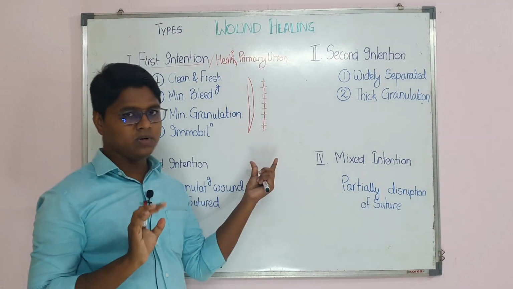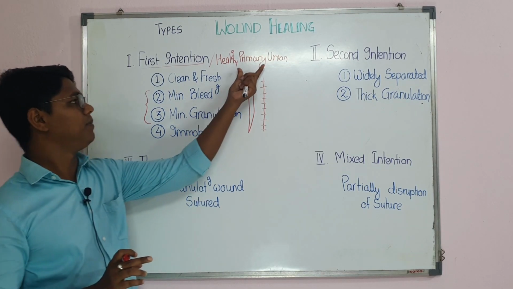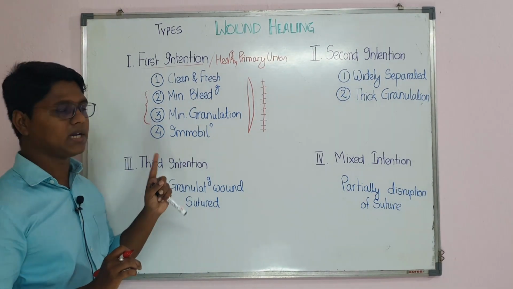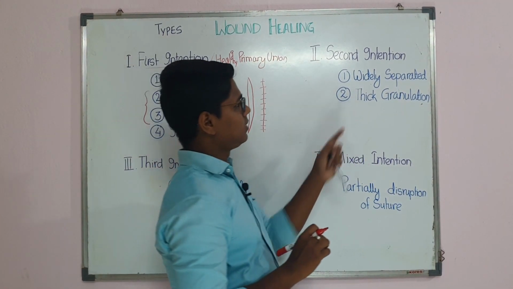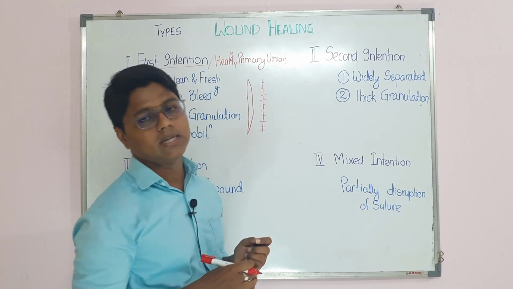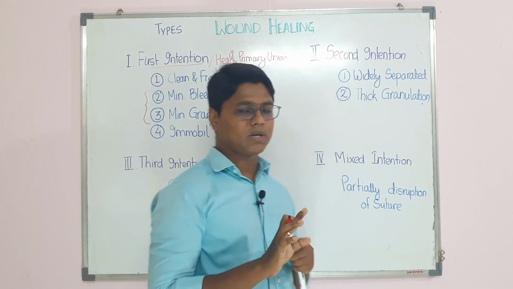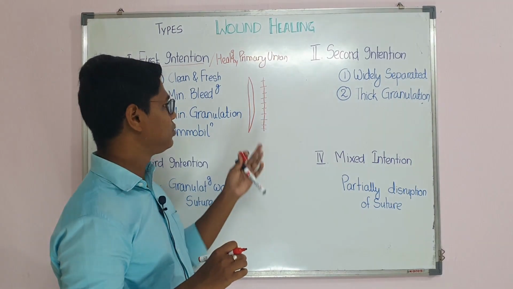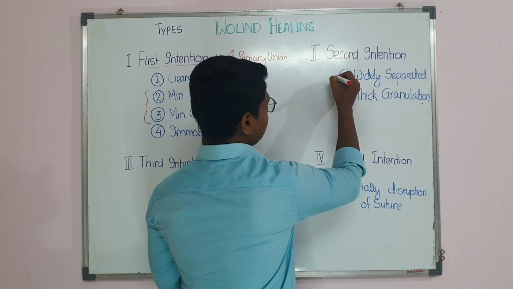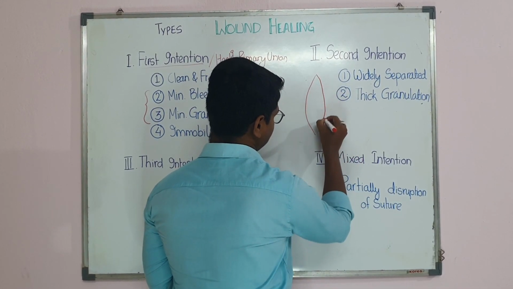The best example is when you perfectly suture the wound, you will find primary union. There will be minimum bleeding and minimum granulation. The opposite of this is when the wound edges are separate. Suppose there is a dog bite case. In case of a dog bite wound, you usually don't suture the wounds, because there is heavy infection. If you suture the wound, there will be pus formation or purulent discharge. So the wound edges will be widely separated.